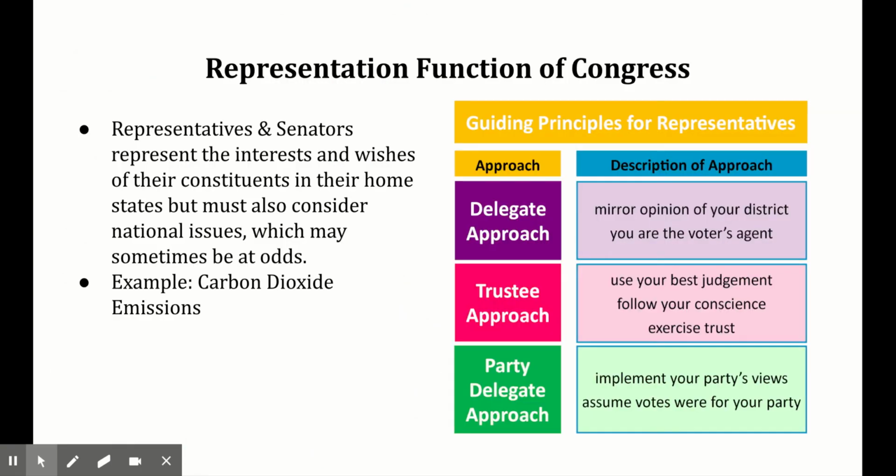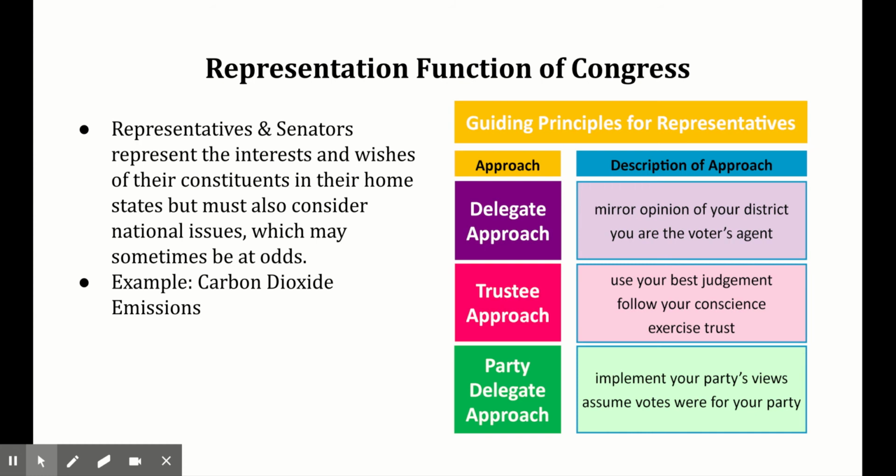The representation function of Congress. So when we elect representatives to Congress, and that can be to the House of Representatives or to the Senate, they're responsible for bringing the interests and the wishes of their constituents in their home states.